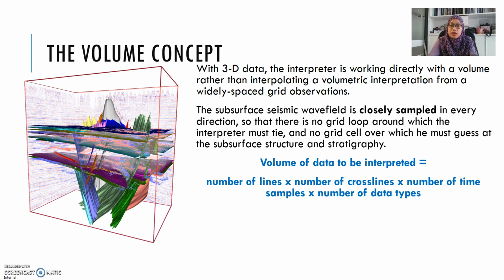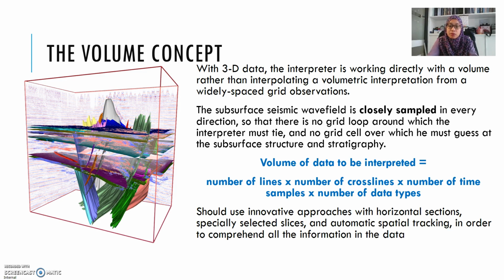However, because it involves 3 dimensions, we have more data, more space to be included. The volume that you have to interpret will include the number of lines, which is your inlines, times the number of cross lines, times the number of time samples. As you see, we sometimes have 2 millisecond or 4 millisecond time samples, and also the number of data types. If we have different data types, it will be more.